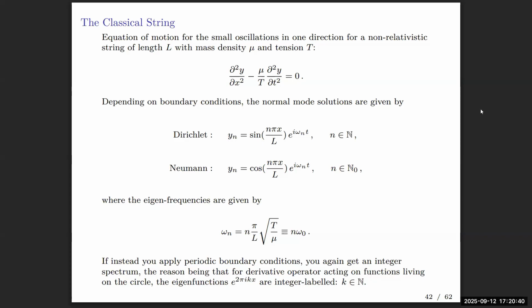This is just solving a classical equation of motion. It's not too hard. In either case, you get this integer spectrum of normal modes. Of course, this is very familiar. Pythagoras knew this. You put a string on two edges, you get this infinite tower of normal modes with more and more wobbles on it. You could instead apply periodic boundary conditions, and again you get the integer spectrum, which is just saying that the eigenfunctions, the complex exponentials, if they sit on the circle, are integer labeled.